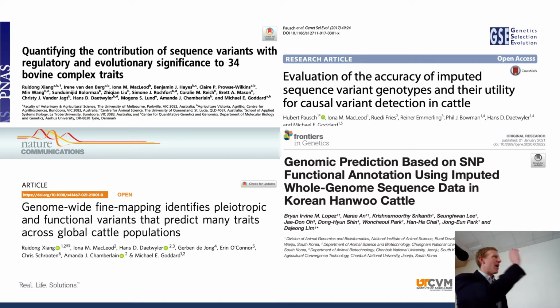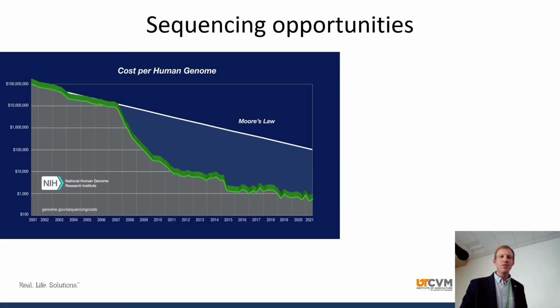So as we move forward and think about this from a breed association genetic evaluation perspective, which is what we're talking about here, I think that in the future, the better that we can do at imputation, the more informative phenotypes we can collect and connect those two things together, we can really leverage that to make better genomic predictions at the end of the day for our producers and stakeholders.